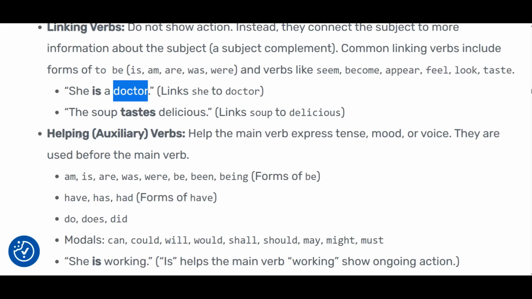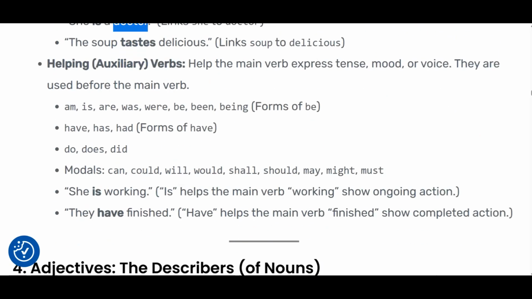Then there are helping or auxiliary verbs. They help the main verb express tense, mood, or voice. They are used before the main verb, and include am, is, are, was, were, be, been, being. So these auxiliary verbs are used before the main verb. Am, is, are, was, were, be, been, being. These are forms of be.